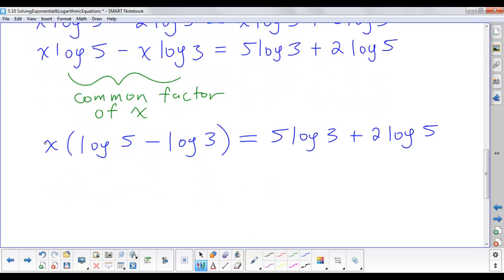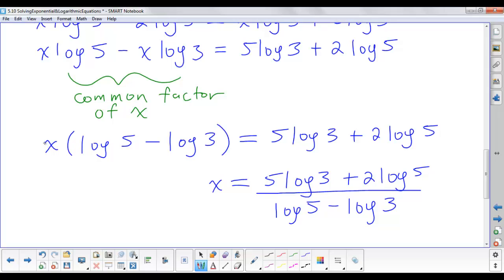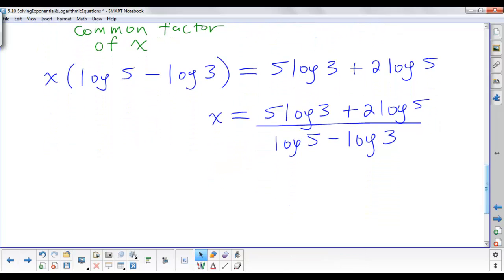At this stage, if I wanted to isolate for x, I could divide both sides by the expression that x is being multiplied by on the left, which is log of 5 minus log of 3. Now technically at this stage, we could punch that into our calculator because we've isolated for x. We could determine an answer here. Or, just because that's an awkward calculation to do all at once in our calculator, we could simplify. So there are some options here.